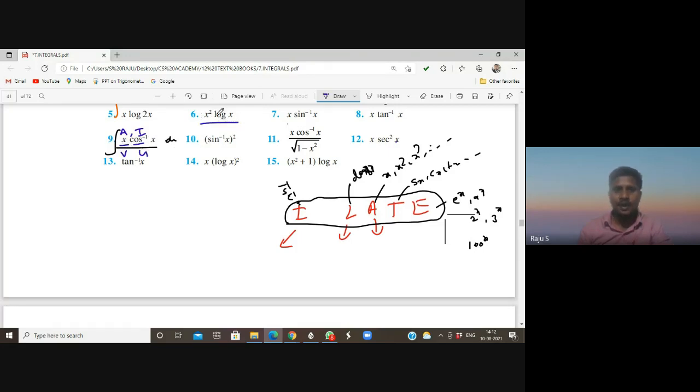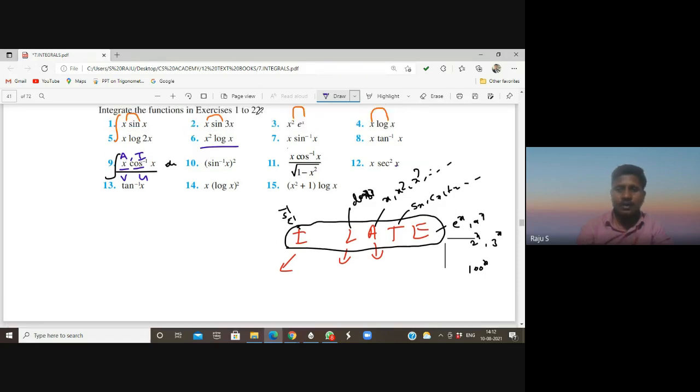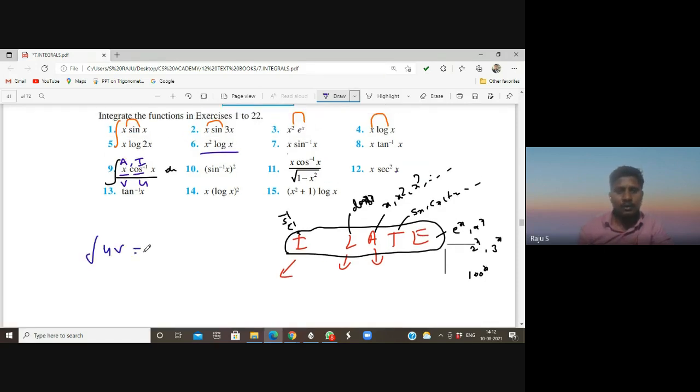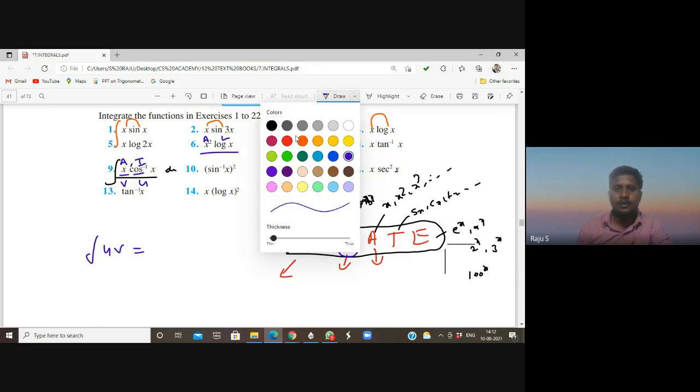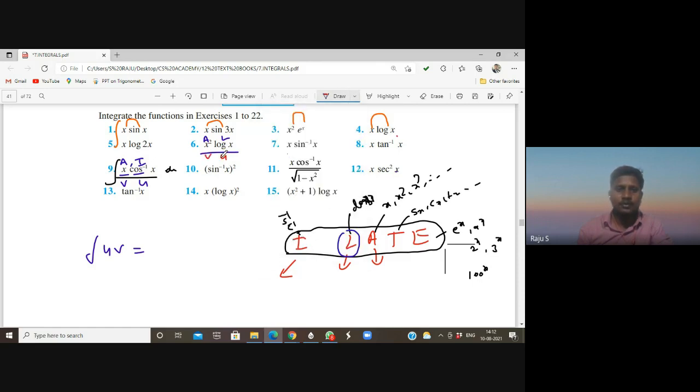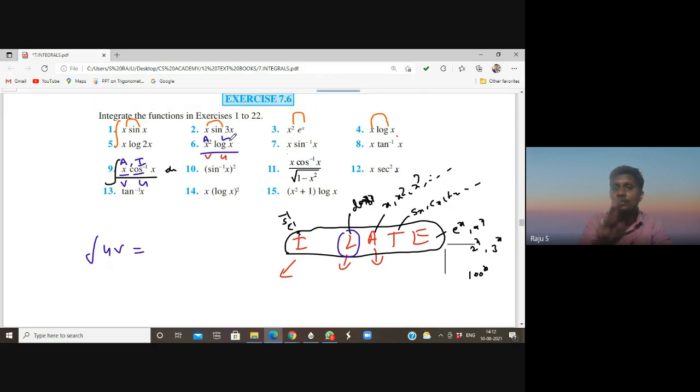For example, x square log x. What is u, what is v? If you want to apply the UV rule, first you have to identify u and v. Log means L, and x square is an algebraic function. Which comes first, A or L? L is first, so log x is u and x square is v. It may be confusing that they have given x square first, but we should not consider x square as u. Here also the same, this is I.